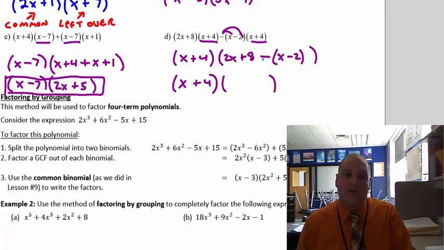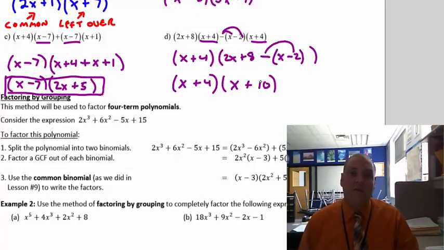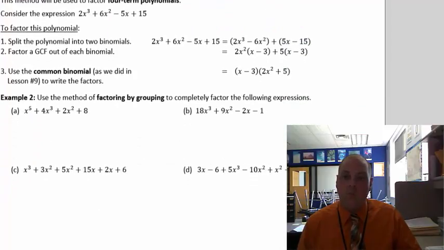And then the other factor is going to be whatever's left over. 2x minus x, that's just x. 2x minus 1x is x. 8 minus a negative 2. See that negative goes to that? 8 minus negative 2 is 10. All right? So x plus 4, x plus 10 would be the factors.